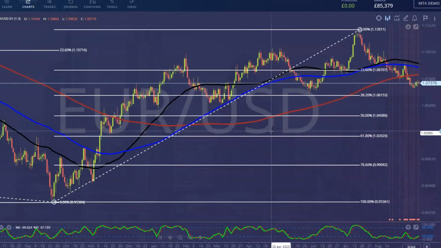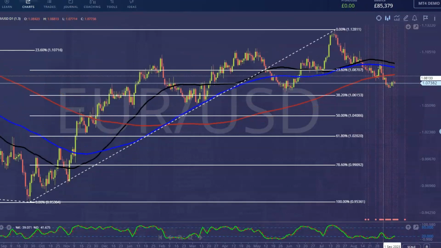Then I've got a little bit of a roadmap perhaps for Fibonacci levels here as well. Now you can see we've kind of paused here around the 23.6% fib, but it looks like we're resuming that move to the downside.